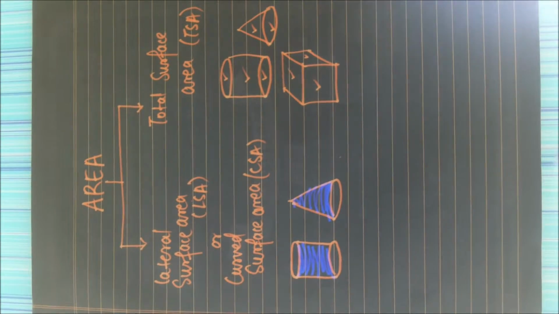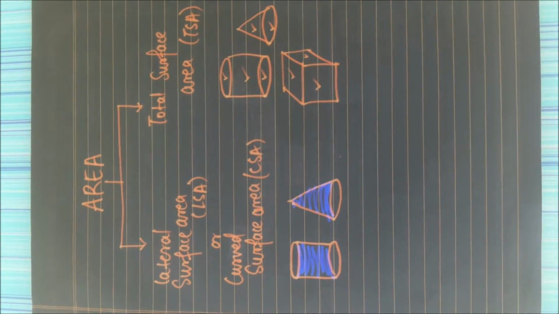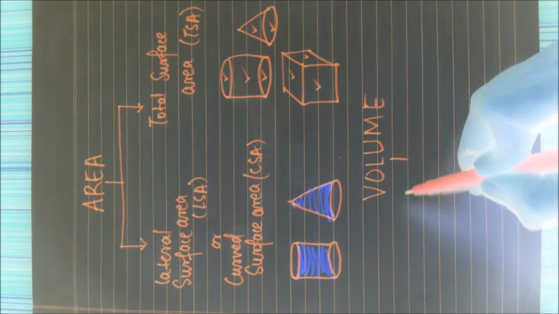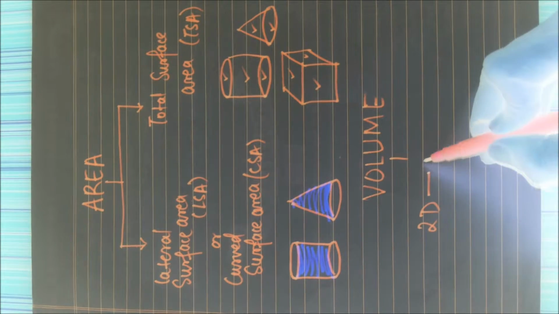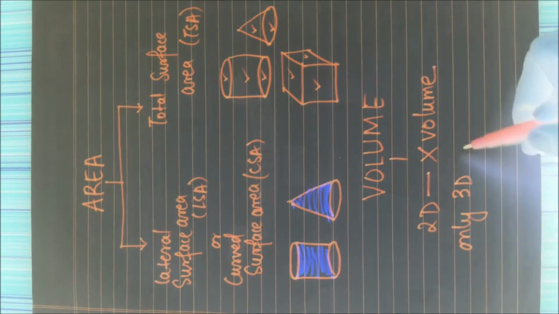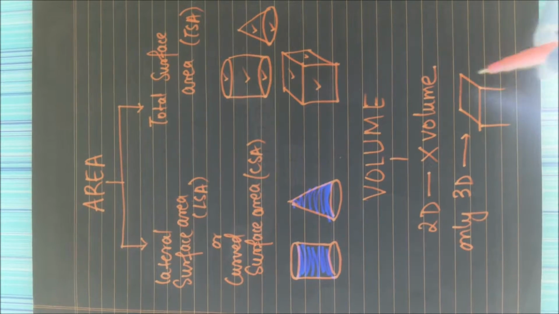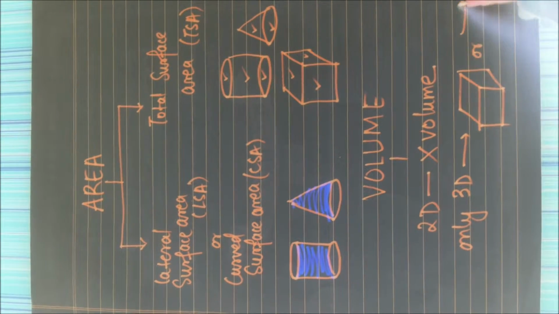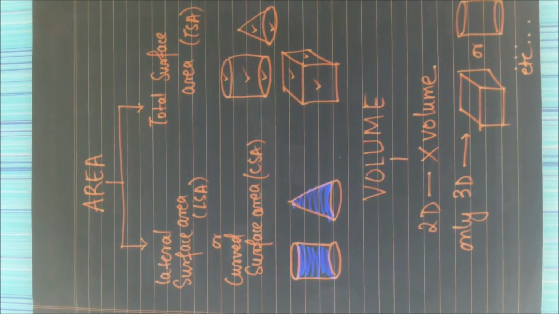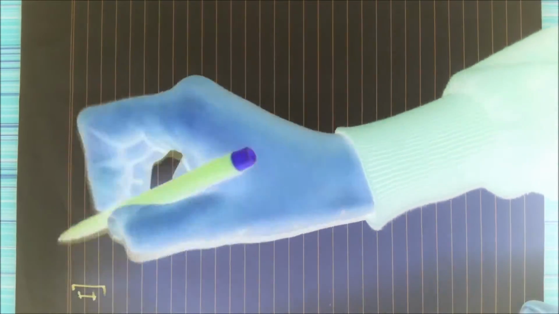Now what is volume? A 2D figure can never have a volume. You can never find the volume of a square or a rectangle or a circle. Volume means capacity of anything, like milk, water, etc. So to find the volume, you always need the geometrical shape to be 3D, like cube, cuboid, cylinder, cone, etc. Now that we're done with the basics, let's start finding area and volume for different geometrical figures.